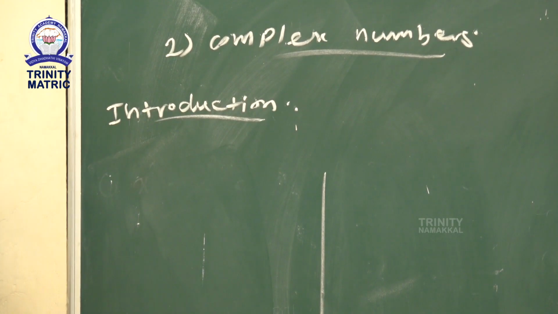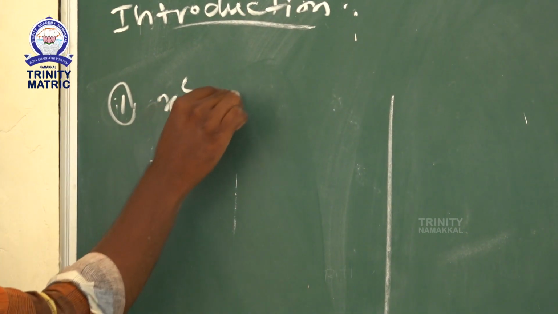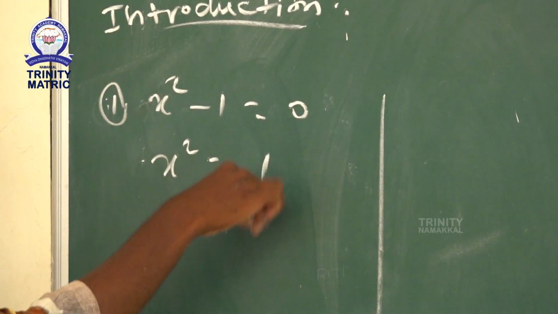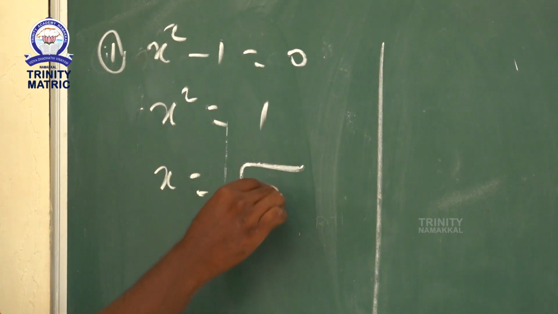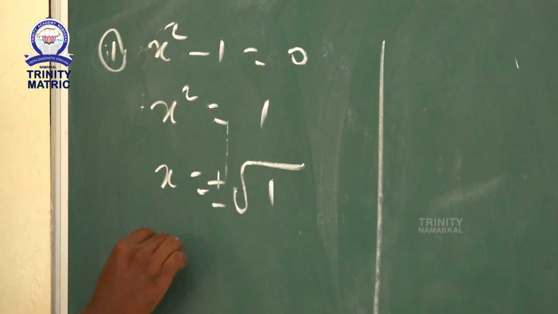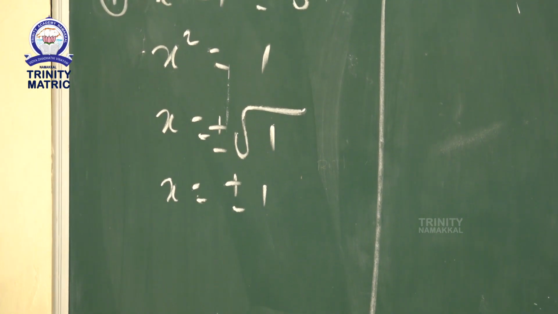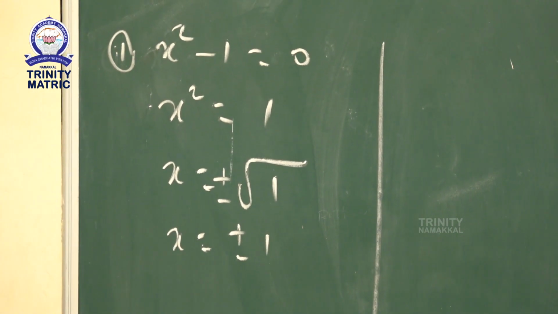I give two quadratic equations. Here the first one, x squared minus 1 equal to 0. Here x squared equal to plus 1. Next, x equal to root 1, and that's also plus or minus, so put it. Here x equal to plus or minus 1. Here two real solutions are given: x equal to plus 1 and x equal to minus 1.